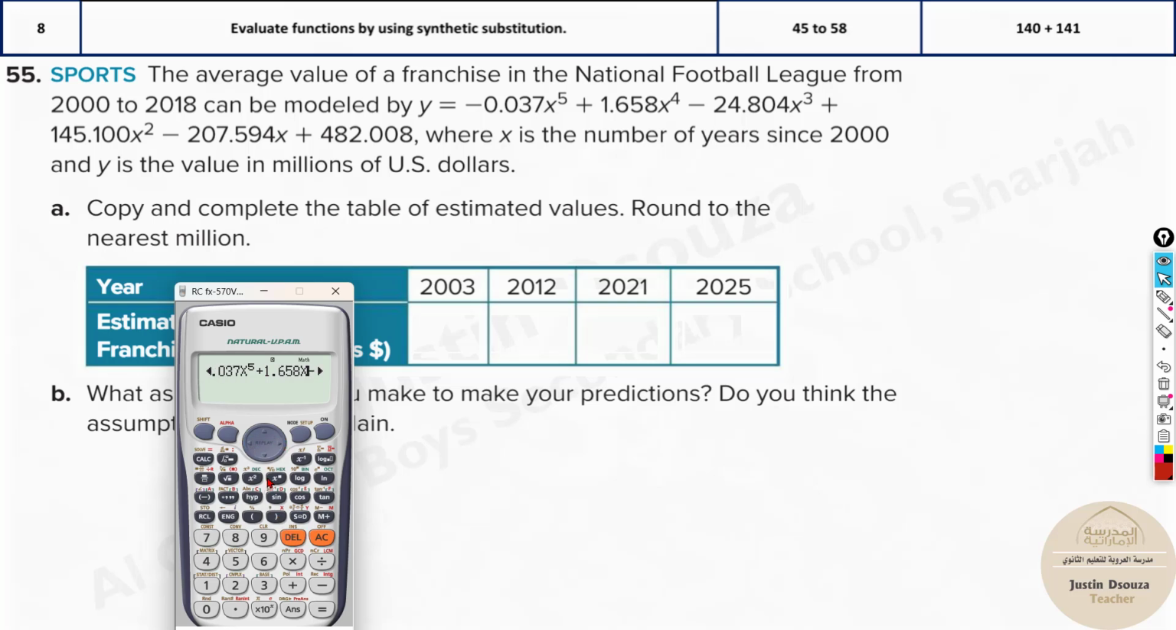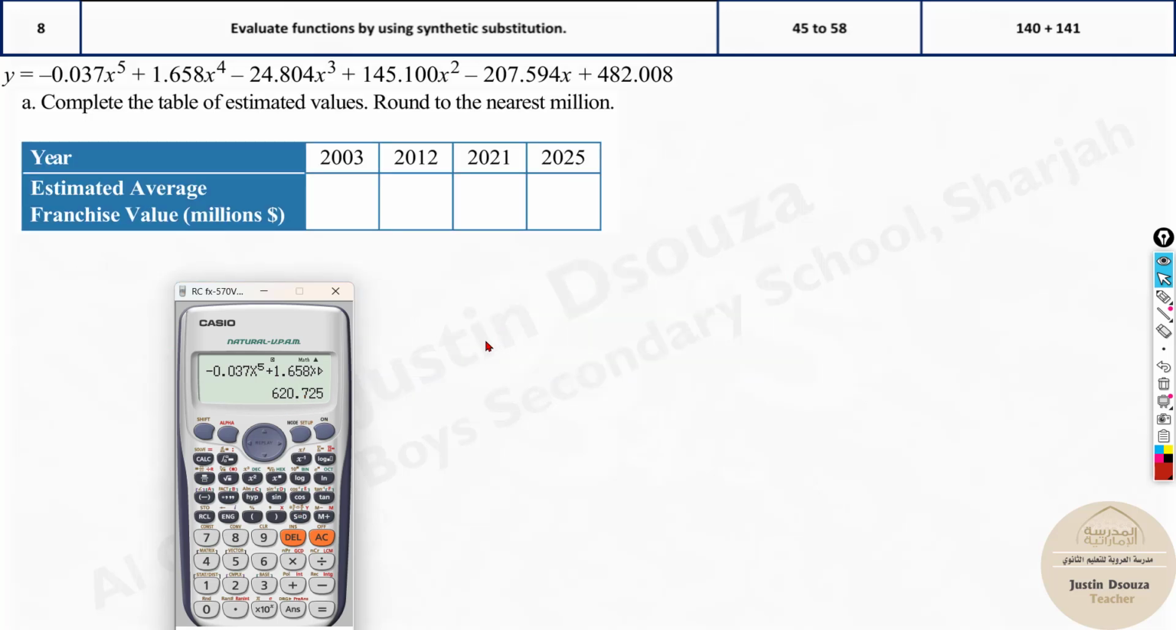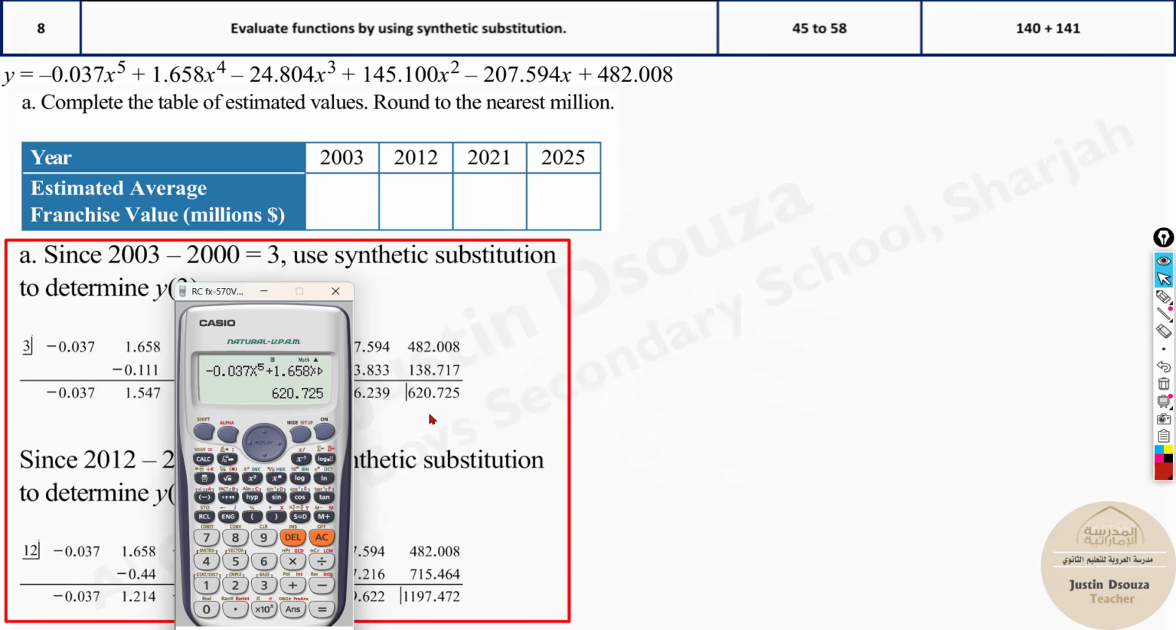Look over here, I missed it. It's x power 4. It's always better after you type something to double check it. Then 8.04 x cubed, 145.1, I've written x squared, minus 207.594x, and lastly 482.008. Now calculate. From 2000 to 2003, it's 3 years. What is the answer? It is 620.725 million. You can see over here the answers are there.